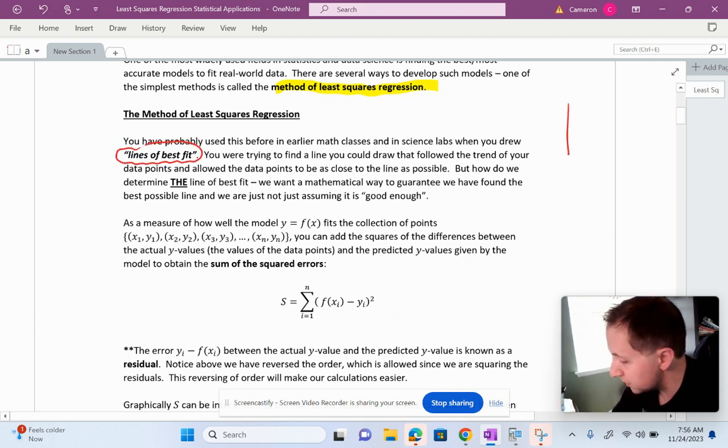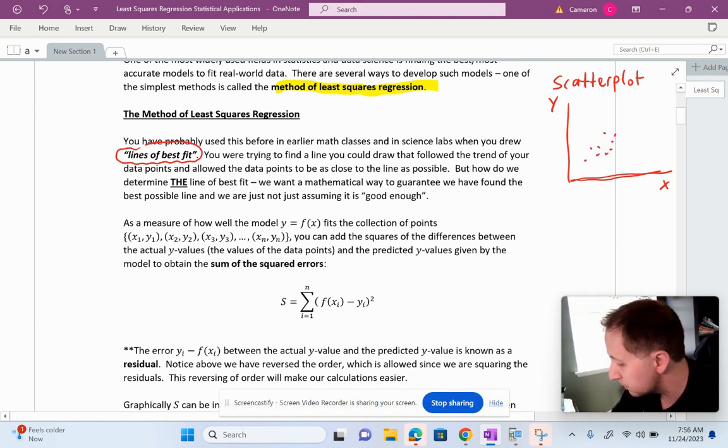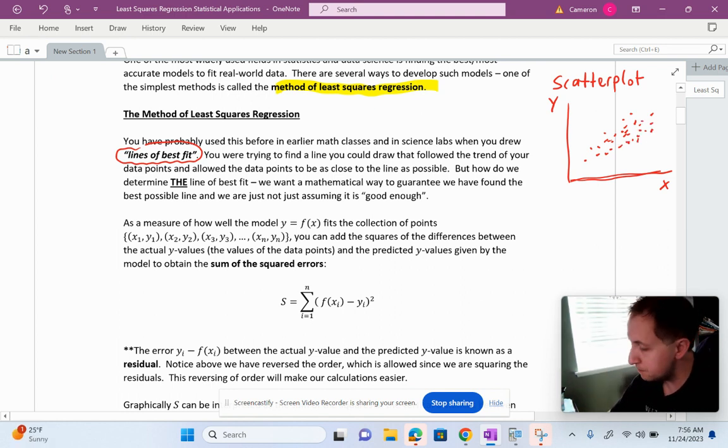What you were basically trying to do is, if you had a set of data points that you graphed, this is what's called a scatter plot. It's where you plot all the data points on the graph. Here's your x-axis, here's your y-axis. X would be your independent variable, y would be the dependent variable that you're trying to measure or predict. You got a bunch of data points that you collected from a lab, and you're trying to find the line that best fits that data.